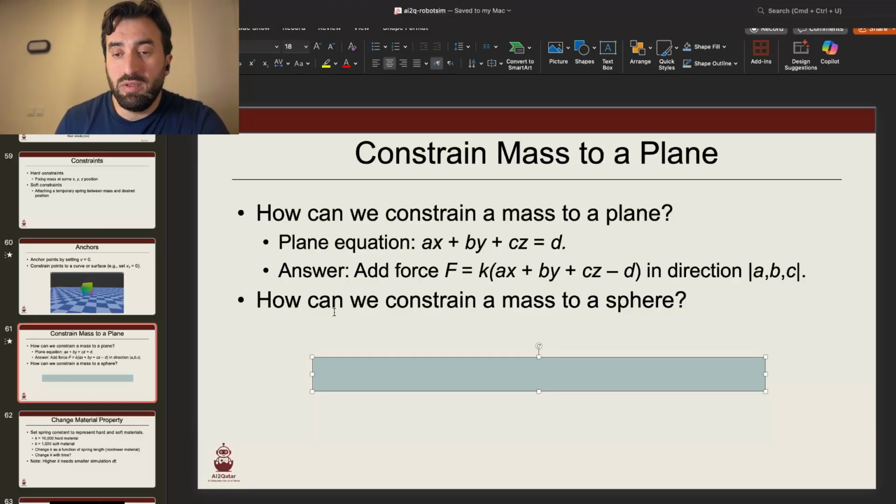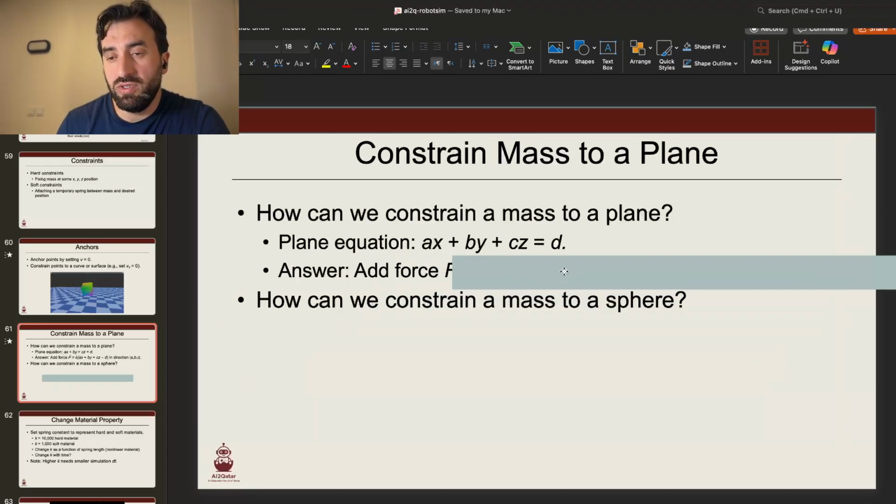Now, here's a question for you. How can we constrain the mass to a sphere? That would be your research.